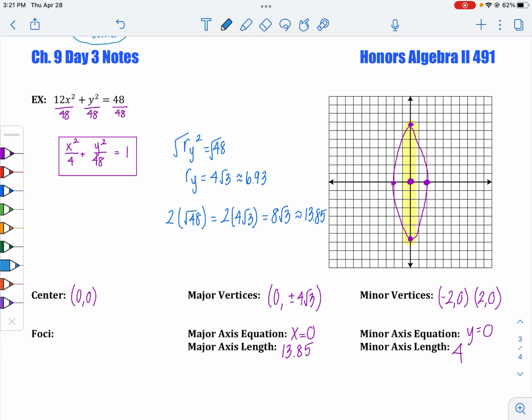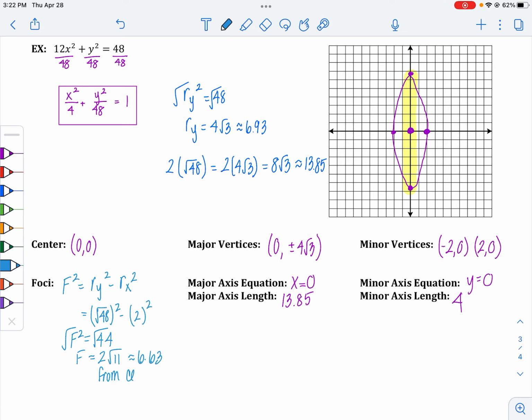Last part is our foci. So we look at our equation. We have to figure out which distance is bigger. So that's ry squared minus rx squared. Plugging in ry, that distance is root 48. Rx is 2. So really we have 48 minus 4. So 44. We're looking at the positive distance. So it's about 2 root 11. And that is about 6.63.